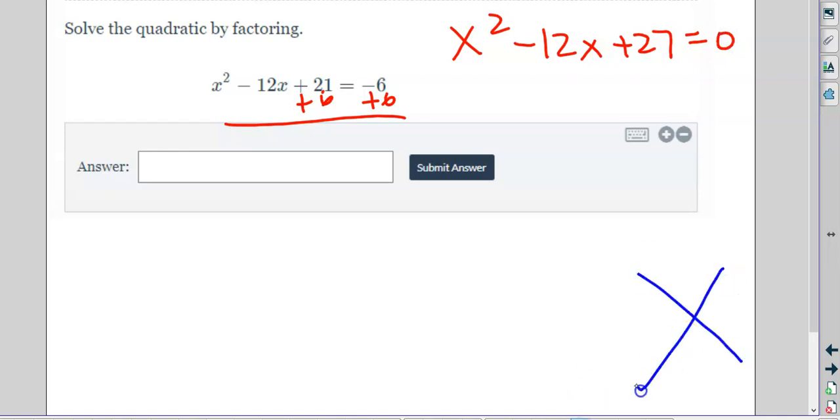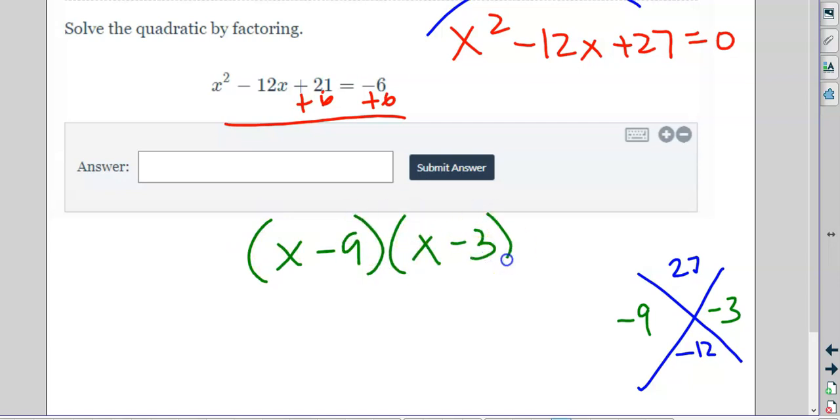So remember, you create your own diamond pattern by finding the product of A and C and taking the sum of the number in the B position. So I need two numbers that multiply to 27 but add to -12, and you might do some guessing and checking here. And for me, I know that it's -9 and -3. Now, typically I would divide by whatever A is here, but since A is always going to be 1 today, I'm going to skip that step. So our two factors are x minus 9 and x minus 3.